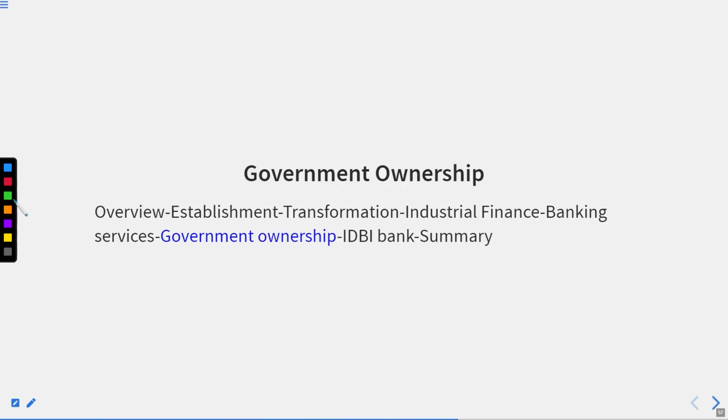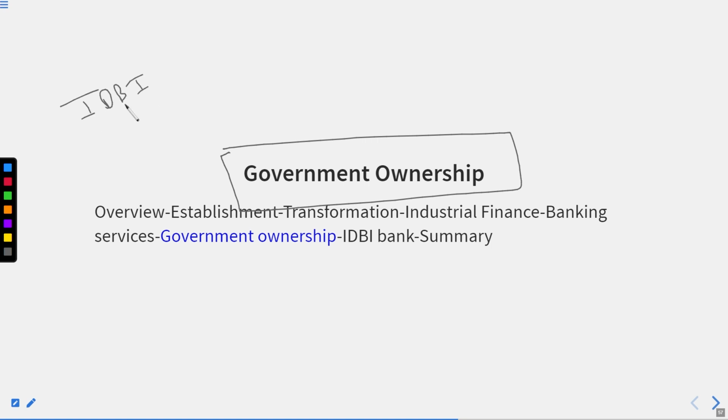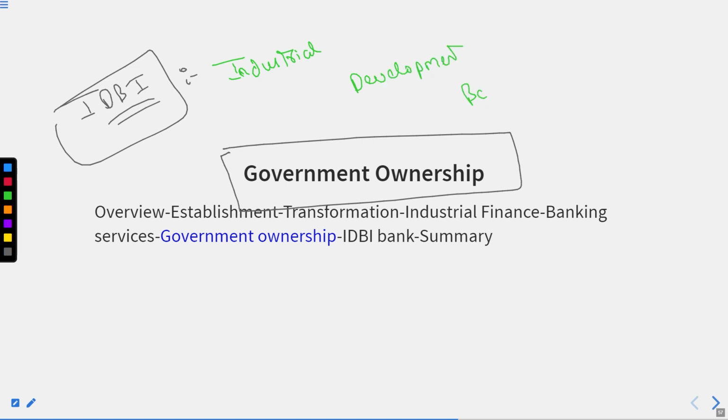Now we are going to see about the government ownership, like IDBI. IDBI first of all stands for Industrial Development Bank of India. That is the full form of IDBI.